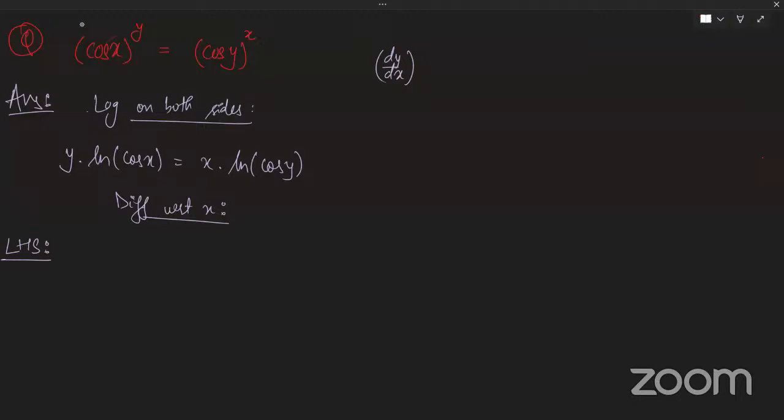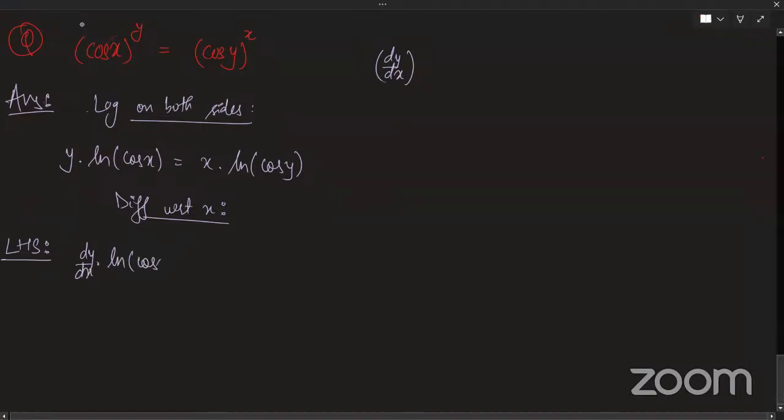Tell me the derivative directly. dy by dx of ln of cos x, right? It is 1 by cos x into minus sin x. Minus sin x. It's correct.